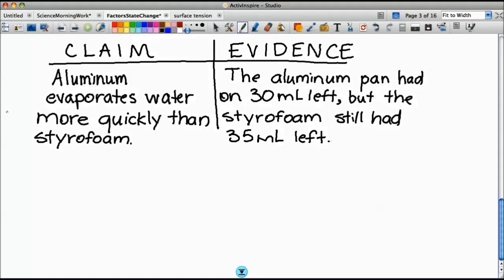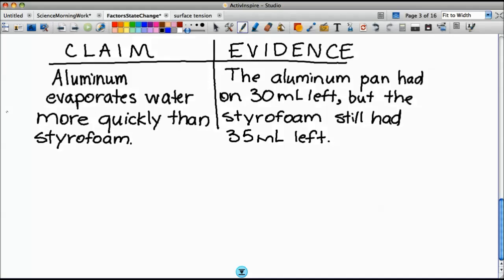Maybe you caught up with me? Why does aluminum evaporate faster? We need to start with since. How should we say this? Why did the aluminum evaporate faster? Olivia. Because it has more heat. Yeah, it has more, because, and why does it have more heat?